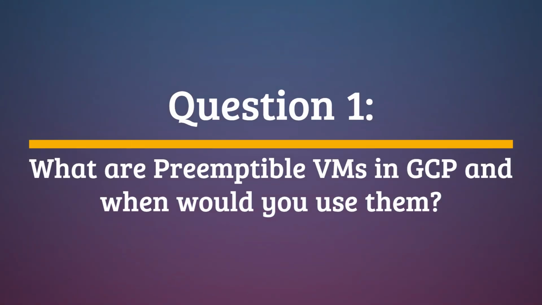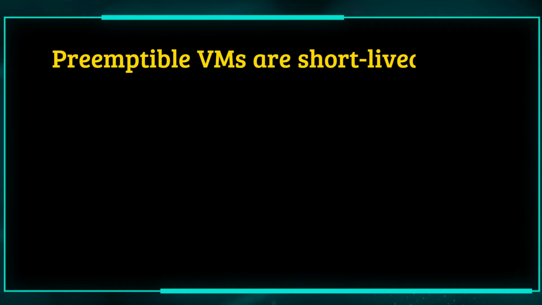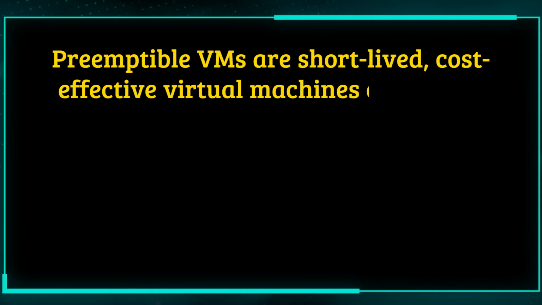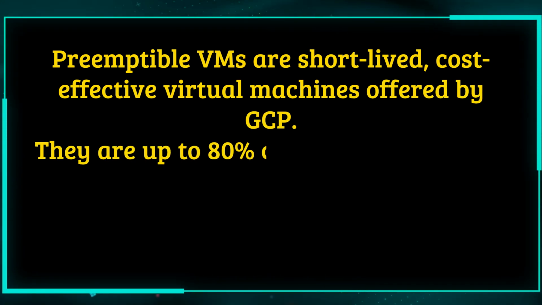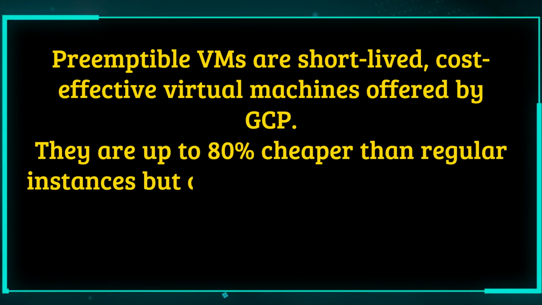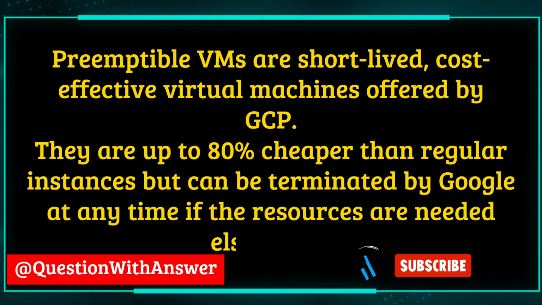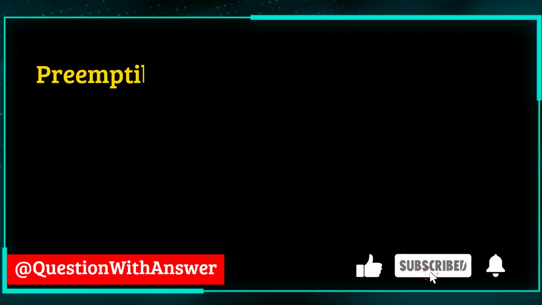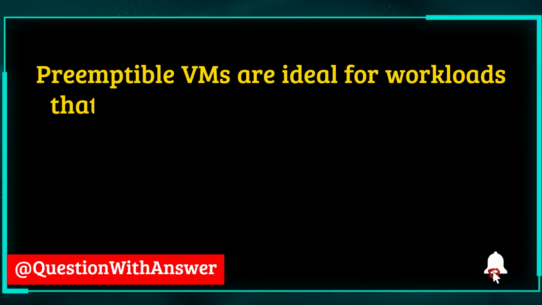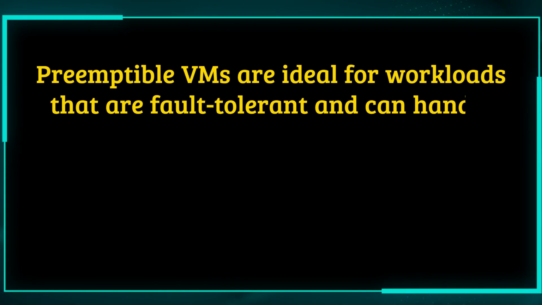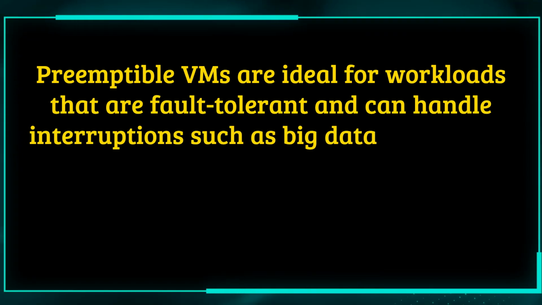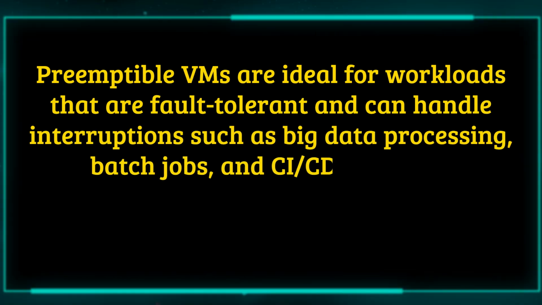Question 1. What are preemptible VMs in GCP and when would you use them? Answer. Preemptible VMs are short-lived, cost-effective virtual machines offered by GCP. They are up to 80% cheaper than regular instances but can be terminated by Google at any time if the resources are needed elsewhere. Preemptible VMs are ideal for workloads that are fault-tolerant and can handle interruptions, such as big data processing, batch jobs, and CI/CD pipelines.